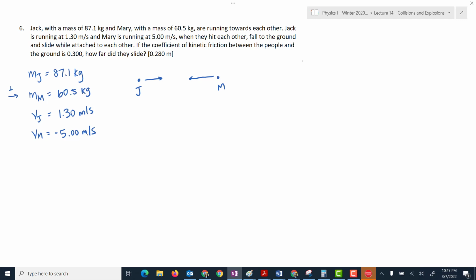Okay, so first what we're going to do is just figure out what is their velocity after the collision. So these are their velocities before they collide, and we're going to find the velocity of the two of them, so Mary and Jack, who are now stuck together, final. That's what we're looking for. Okay, the velocity of their just one object, and what is their final velocity after the collision. So we're going to do the same as we did before. P total initial equals P total final.